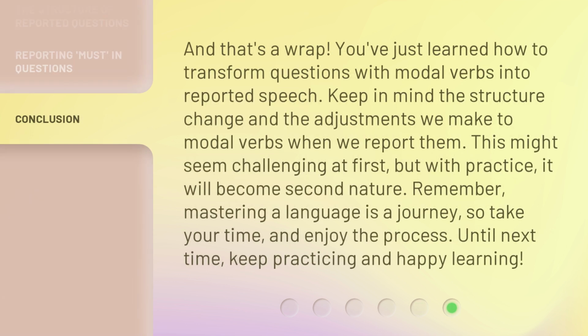And that's a wrap. You've just learned how to transform questions with modal verbs into reported speech. Keep in mind the structure change and the adjustments we make to modal verbs when we report them. This might seem challenging at first, but with practice, it will become second nature. Remember, mastering a language is a journey, so take your time and enjoy the process.